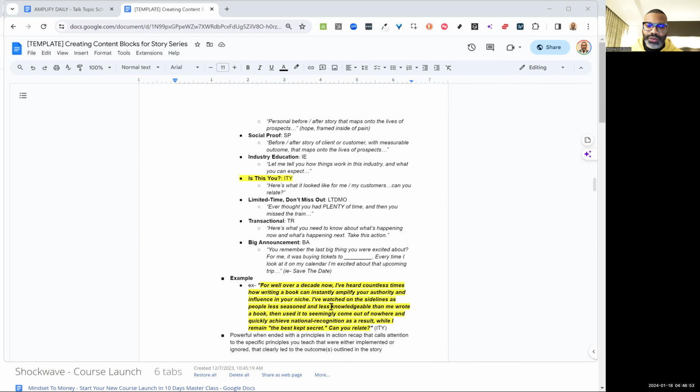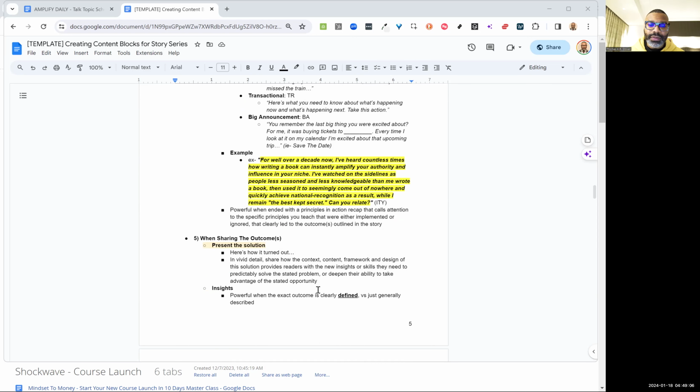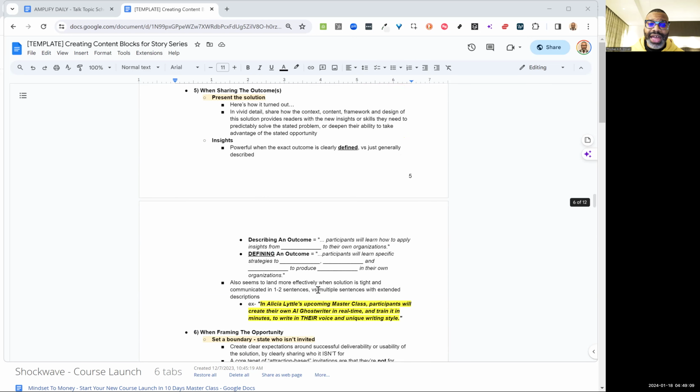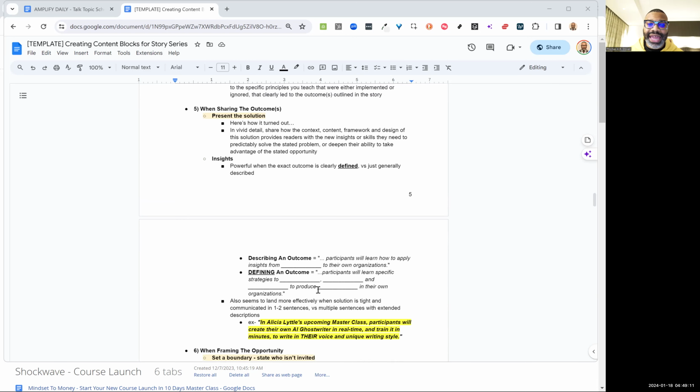So this is powerful when it's ended with principles and action recap that calls attention to the specific principles you teach that were either implemented or ignored that clearly lead to the outcome outlined in the story. All right. So step 5 is when sharing the outcomes, present the solution.